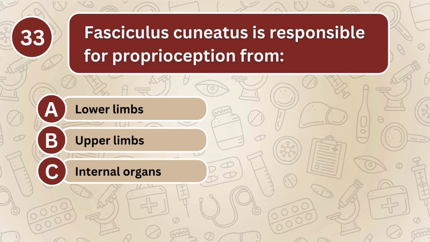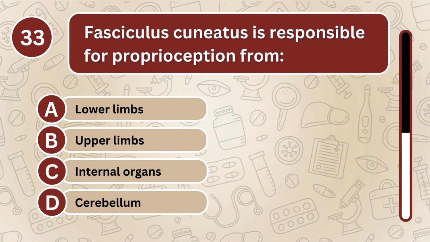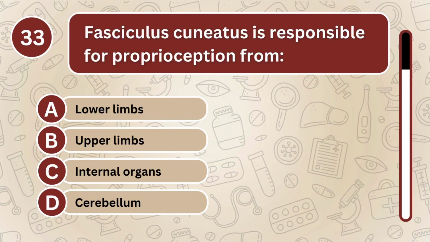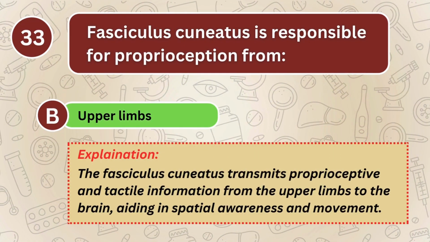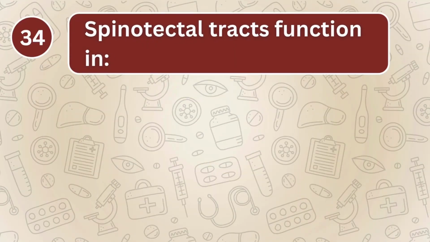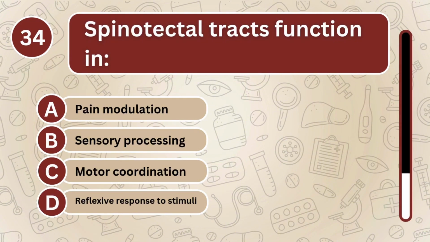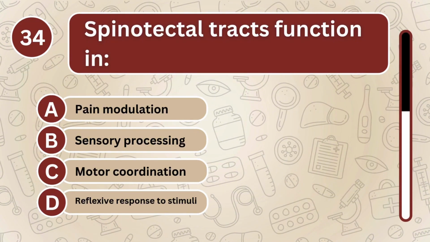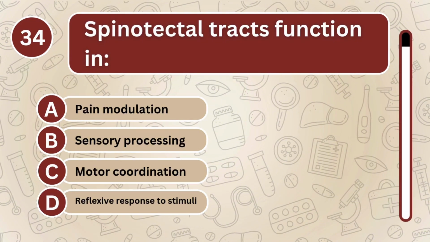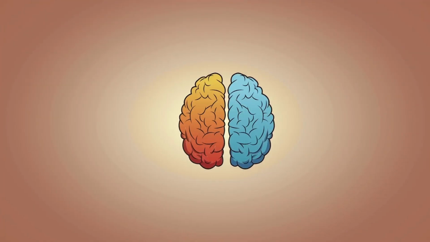Fasciculus cuneatus is responsible for proprioception from... It's B. Upper limbs. Spinotectal tracts function in... Correct answer is D. Reflexive response to stimuli.